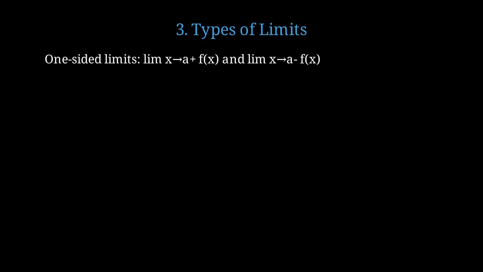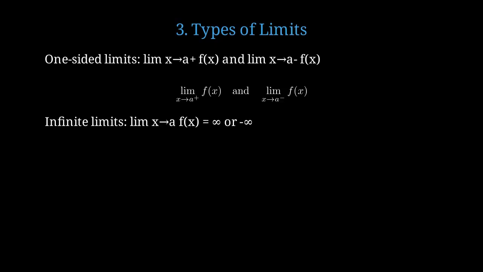There are different types of limits, including one-sided limits and infinite limits. One-sided limits are used to study the behavior of a function as the input approaches a certain point from one side. These limits are denoted by a plus sign or a minus sign, depending on which side the input is approaching from. Infinite limits are used to describe the behavior of a function as the input approaches a certain point and the function approaches infinity or negative infinity. These limits are denoted by the symbol infinity or negative infinity, depending on whether the function approaches positive or negative infinity.